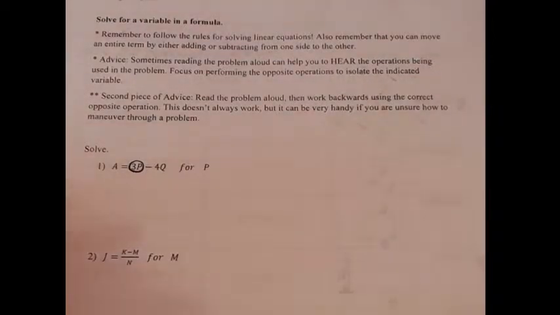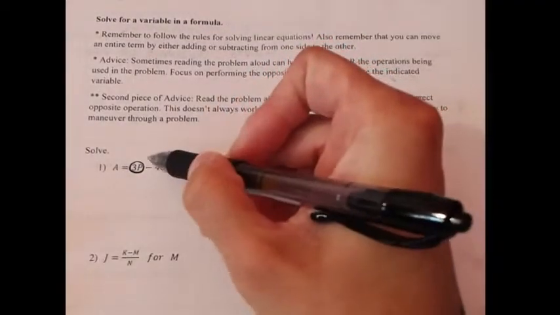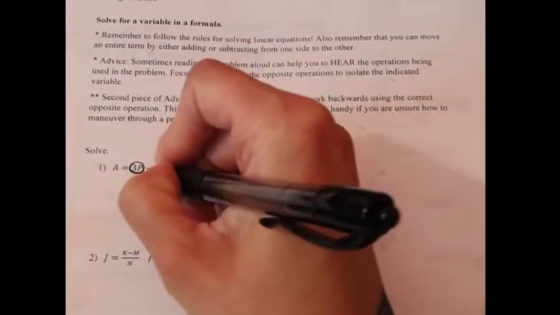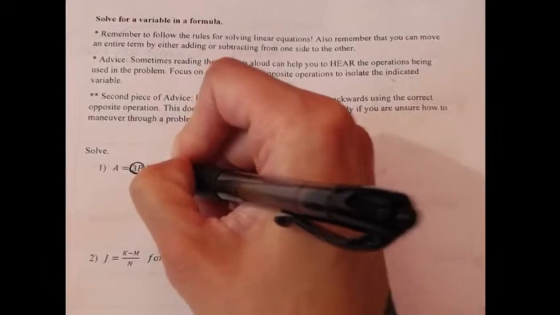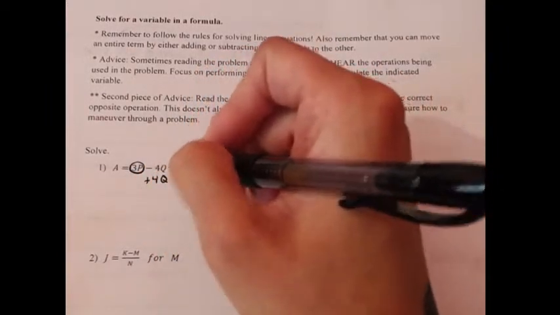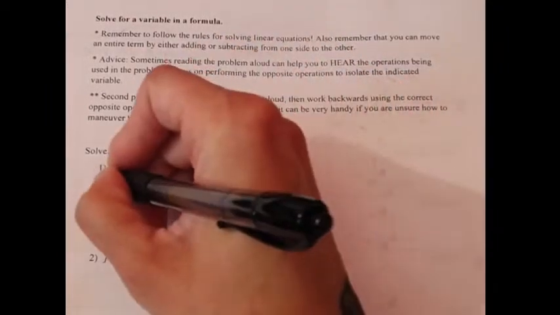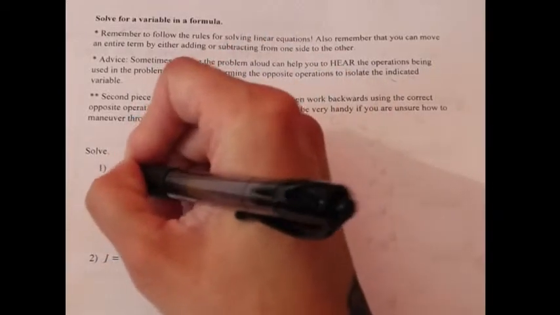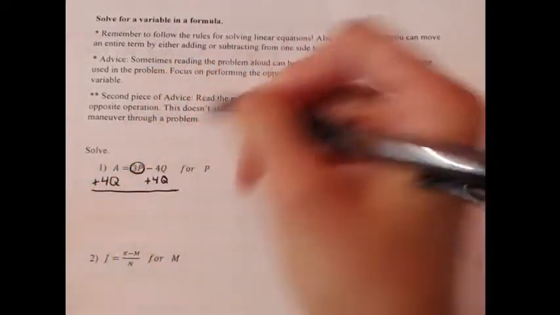Again, when I read this out loud, I read A is equal to 3 times P minus 4 times Q, or minus the term for Q. So what we're going to do is we're going to work backwards. The last thing I said was minus 4Q, so I want to move that entire term. You can only add or subtract terms to move them from one side of the equation to the other. Notice what I have here.